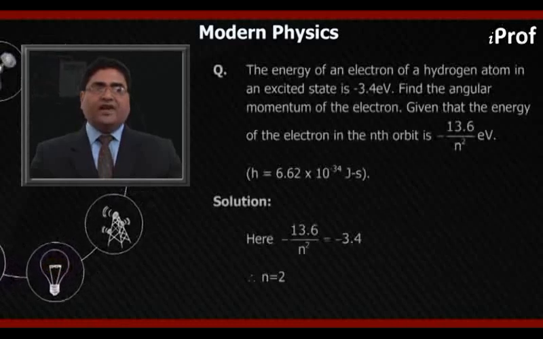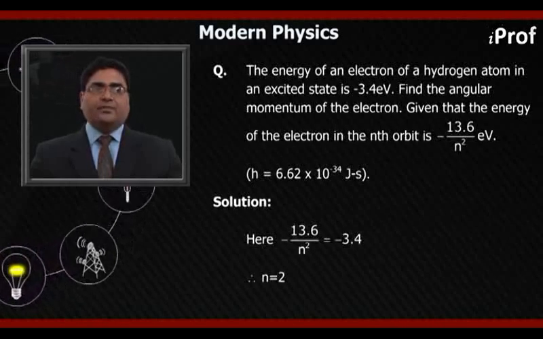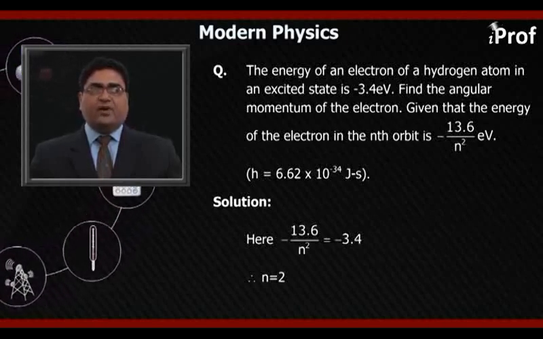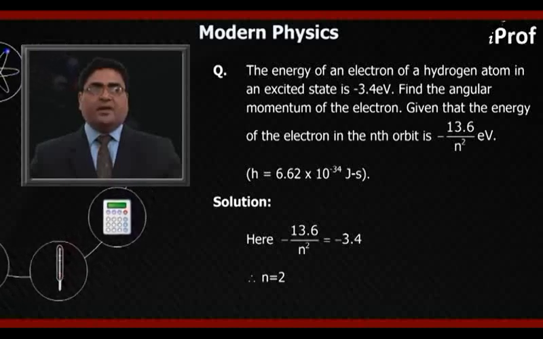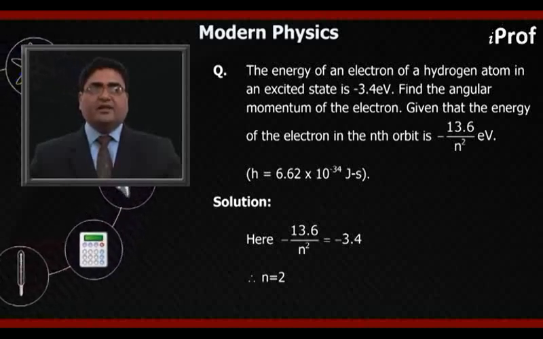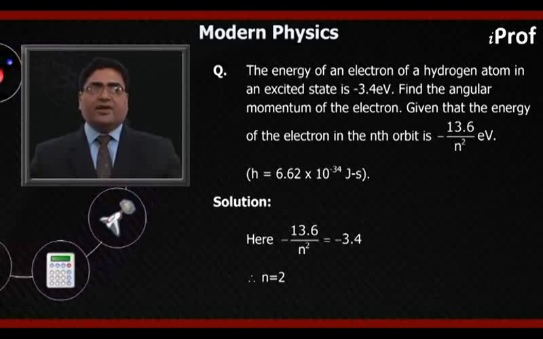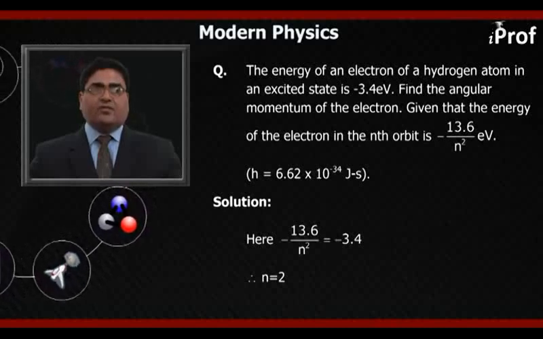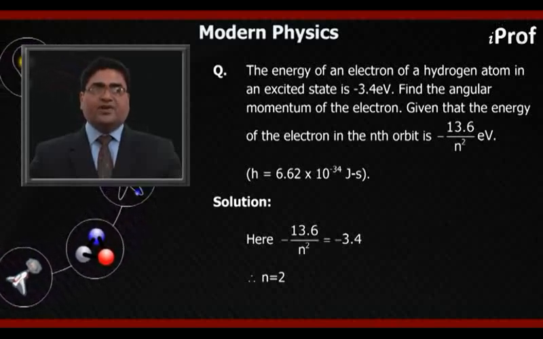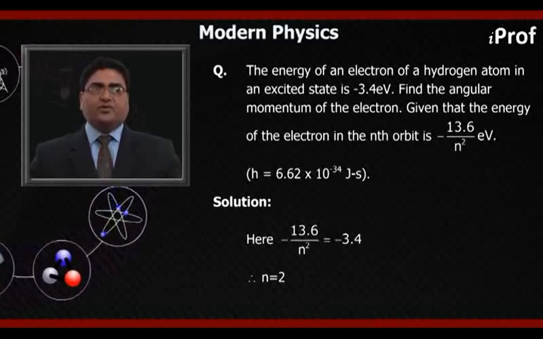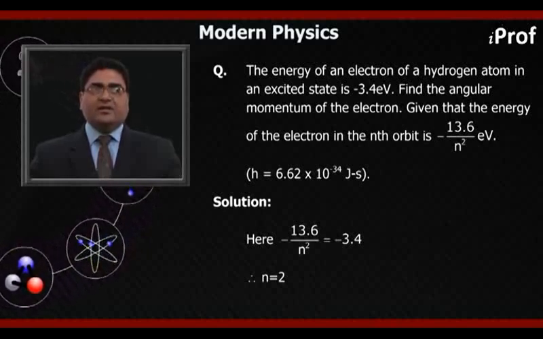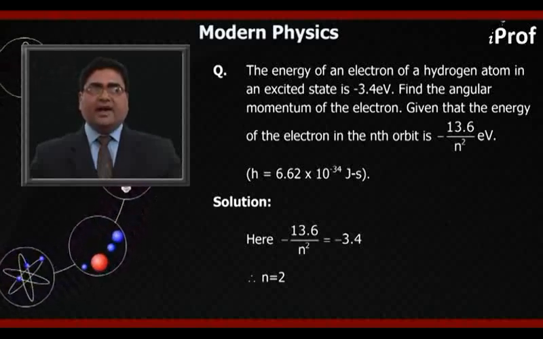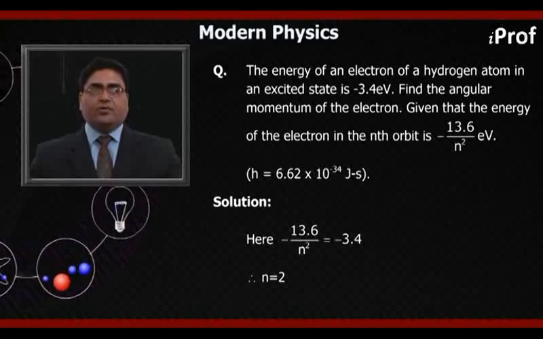The energy of an electron of a hydrogen atom in an excited state is -3.4 eV. Find the angular momentum of the electron, given that the energy of the electron in the nth orbit is -13.6/n² eV, h = 6.62 × 10^-34 J·s. Let's see the solution. Here -13.6/n² = -3.4, therefore n = 2.